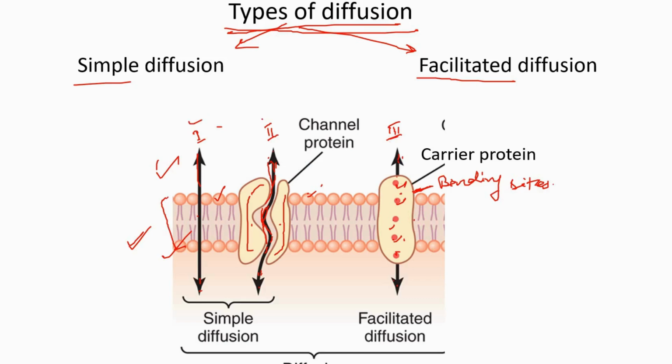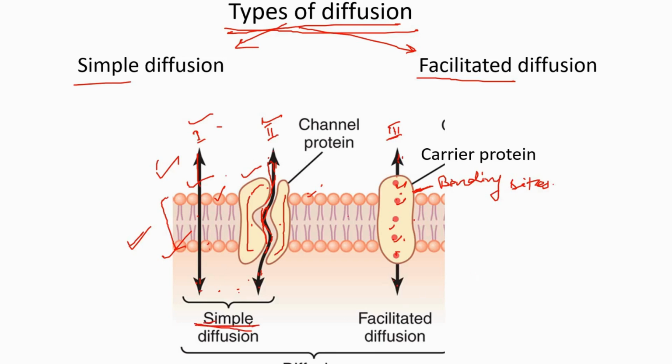So the first and second are included in simple diffusion, where the substance is moving on its own across the membrane, either through the lipid bilayer or through a protein channel. No other extra support is required. Only through its concentration gradient it moves. This is called simple diffusion.